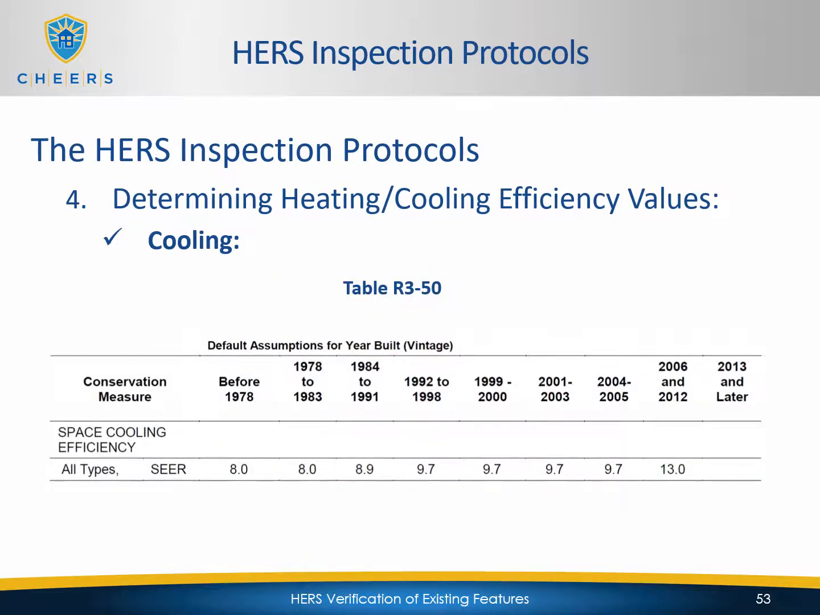And here is the space cooling section of table R3-50. Again, by the date range. However, this one differs from the heating section, where this just has all types grouped into a single line item, and this is the SEER value that would be used for equipment that was installed in the home based on that date.